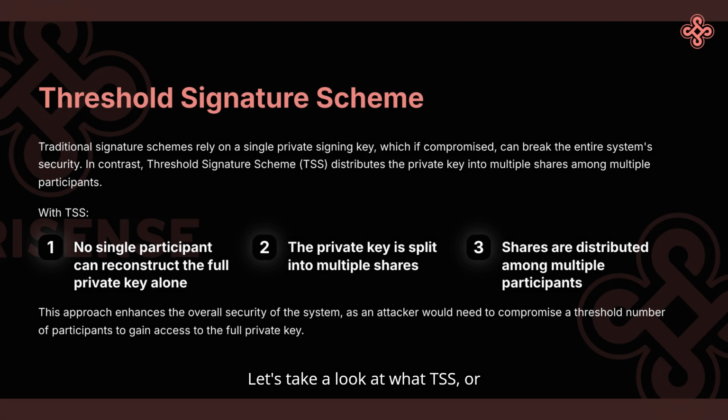Let's take a look at what TSS, or Threshold Signature Scheme, is. In traditional signature schemes, the private key is held by a single entity. If that key is ever leaked or stolen, the entire system is compromised. TSS improves on this by splitting the private key into multiple shares, each held by a different participant. No single party can reconstruct the full key alone, but a group of them can jointly generate a valid signature. This enhances both security and decentralization.